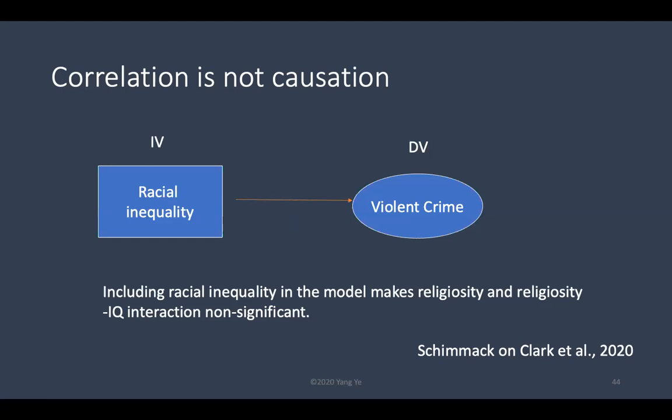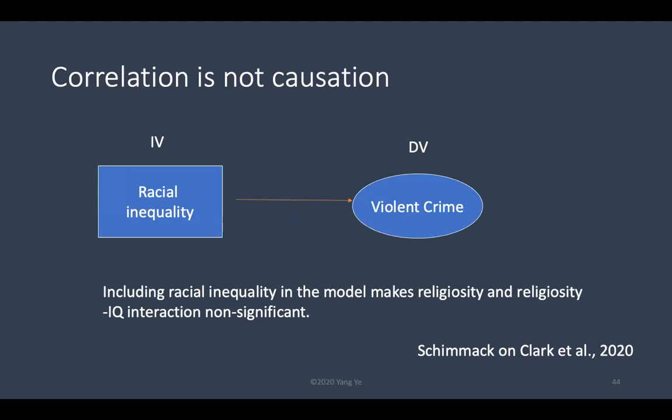So what does that even mean? Does that mean that religiosity does not influence violent crime anymore? It does not mean that. Basically, what it means in a statistical sense is that once you've included this predictor, it seems to be a better predictor. It seems to add significantly to the other two predictors, right? And we already know that in terms of predicting violent crime.